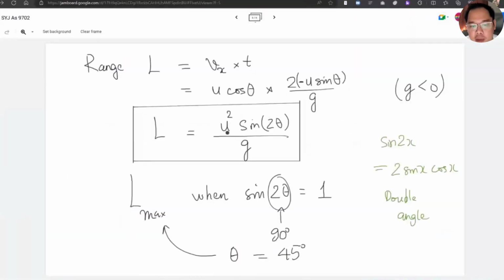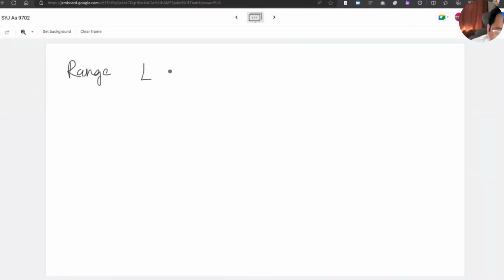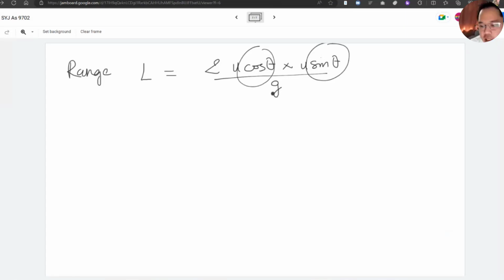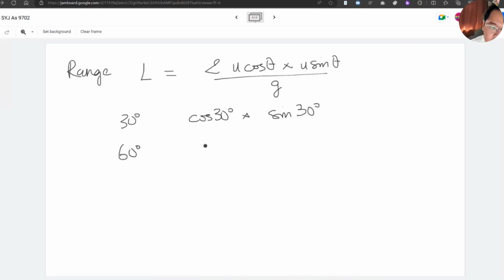One more thing about the range. You have this formula. Let me write the formula again. Range L equals 2 times u times cosine theta times u times sine theta divided by g. And therefore you see that there are sine and cosine existing at the same time in the formula. So if the angle is 30 degrees, we have cosine of 30 degrees and sine of 30 degrees. And if you have the angle 60 degrees, we have cosine of 60 degrees and sine of 60 degrees.